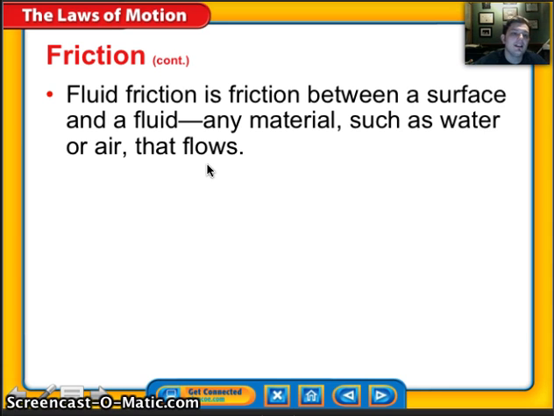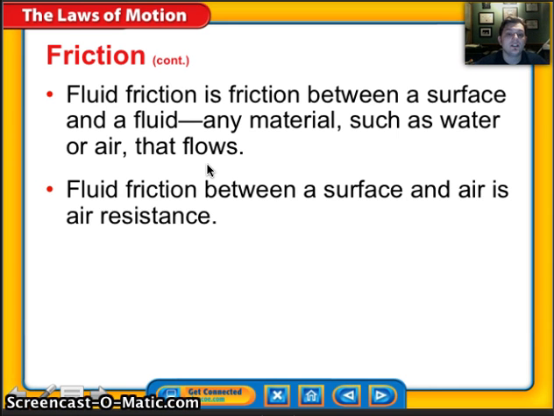Now, fluid friction is the friction between the surface of any fluid, any material such as water or air, anything that flows. Fluid friction between a surface and the air is called air resistance. If you look up at the sky at night and see a little shooting star, that rock is coming into our atmosphere, and there's friction from the air rubbing against the rock. Sometimes it'll start on fire. You'll see a nice light in the sky, and it disintegrates the rock. It's a little asteroid, but it goes away because the fluid friction rubs it away and causes heat.